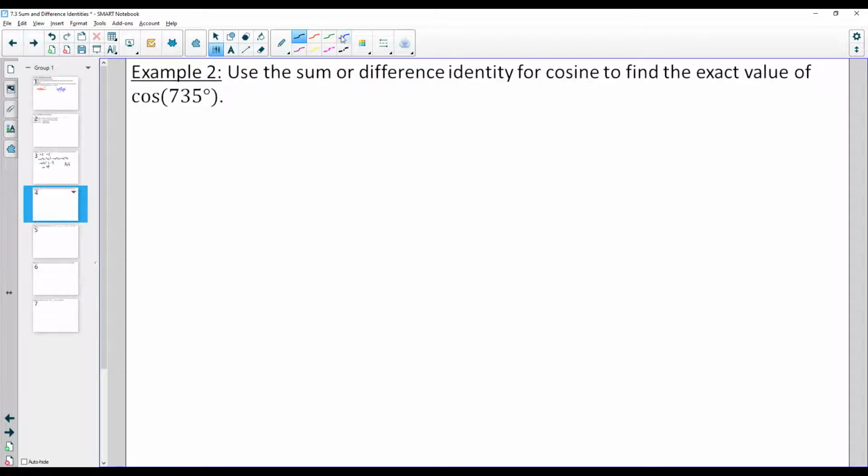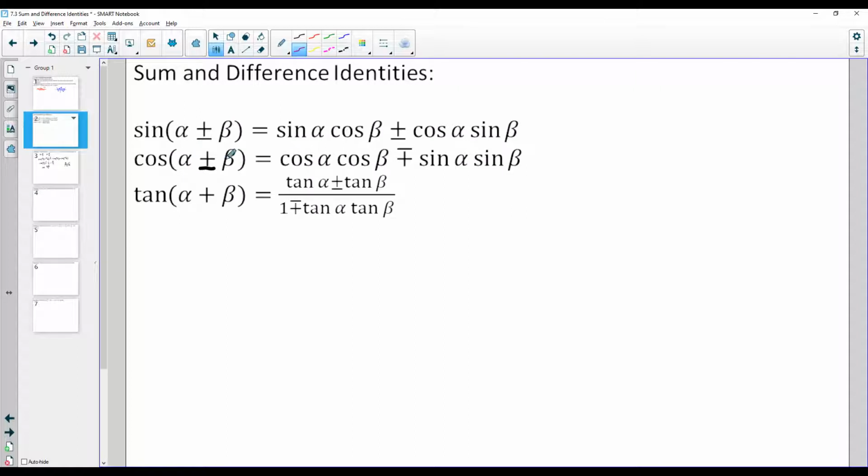Moving on, use the sum or difference identities for cosine to find the exact value of cosine of 735 degrees. So we're going to be using this identity here.